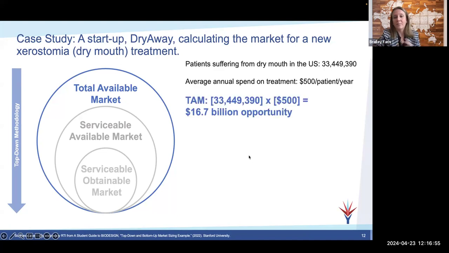To understand the TAM, DryAway does some secondary research and finds a market report that indicates there are approximately 33 million individuals in the US that suffer from dry mouth. In another academic journal, the team finds out that patients are spending about $500 annually to treat this condition. So the TAM, which is total patient population multiplied by the average expenditure, is coming out to about a $16.7 billion opportunity, which is absolutely huge. So we're going to go ahead and size that down.